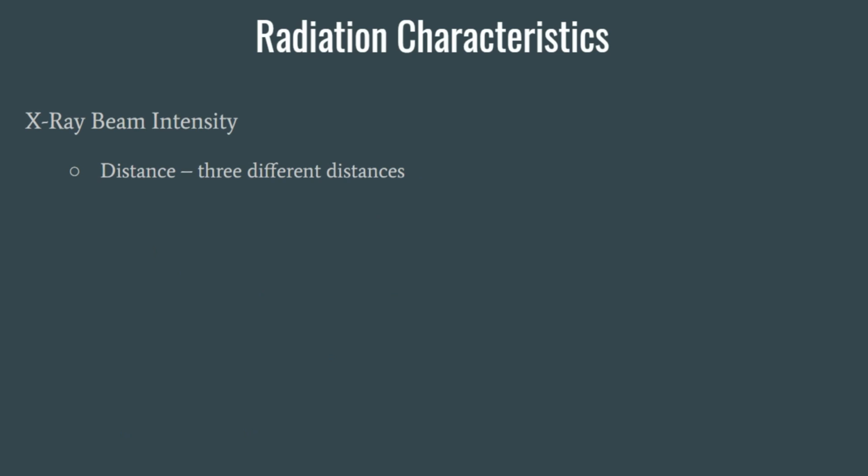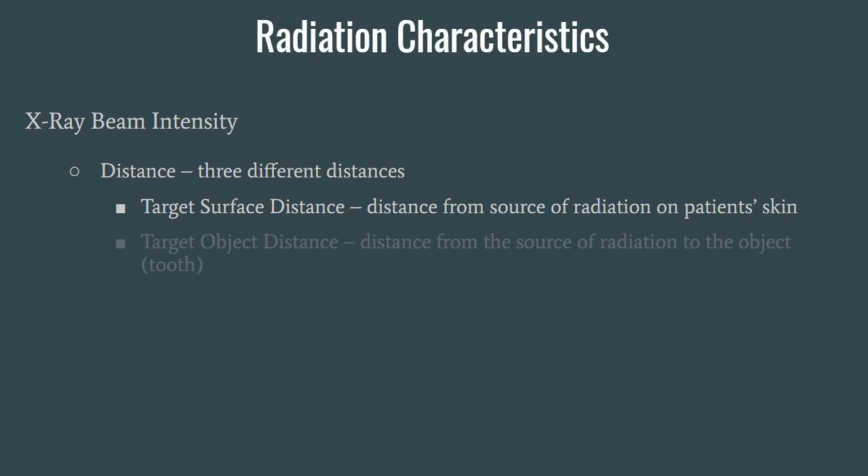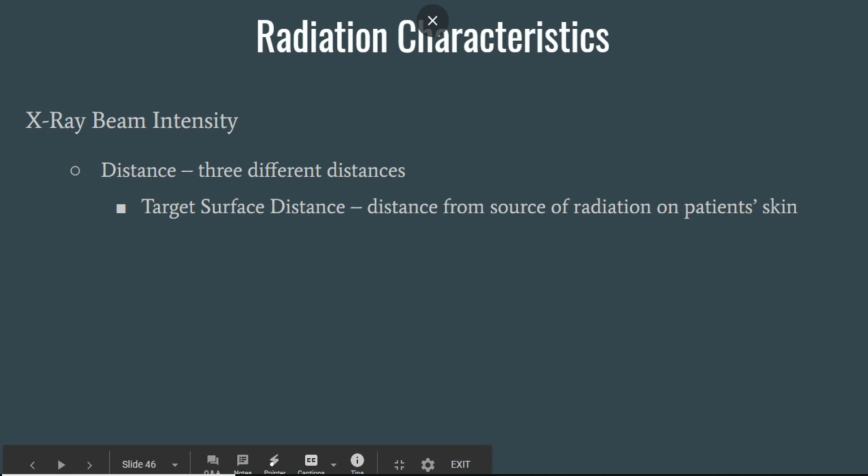We mentioned distance. The distance that the beam has to travel is going to increase or decrease its intensity as well. And there are three distances that we need to be concerned with when we begin to discuss our distances here. The first one is the target to surface distance.